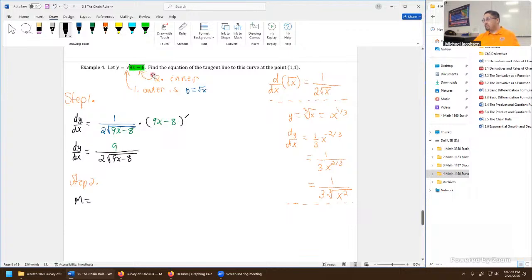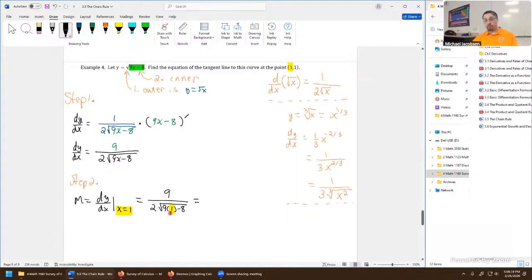But now that we have that, we can get the slope by plugging in the x coordinate, 1. So we say, take your derivative, dy dx, input x is 1 inside of it, coming from the first coordinate, we'll get that this is equal to 9 over 2 times root 9 times 1 minus 8. So all we do is plug 1 into the derivative, and we get a slope out. That's what our derivative is providing.